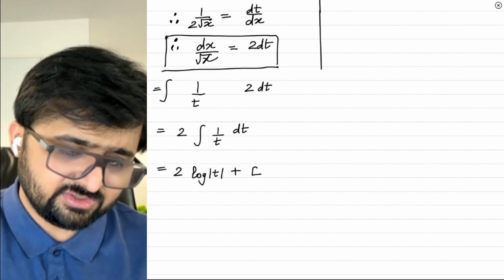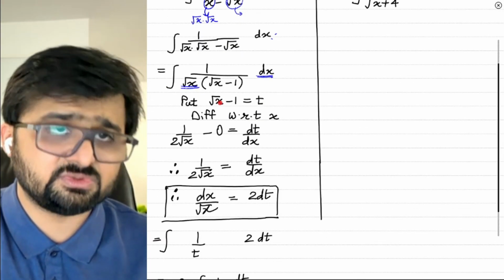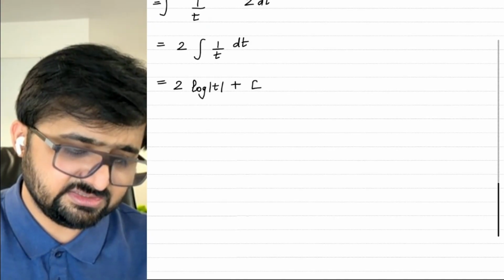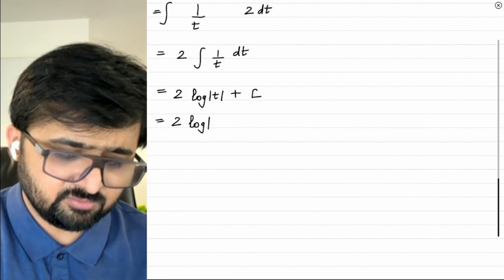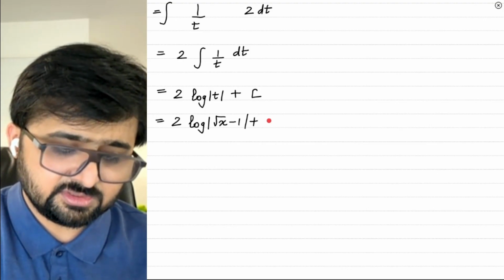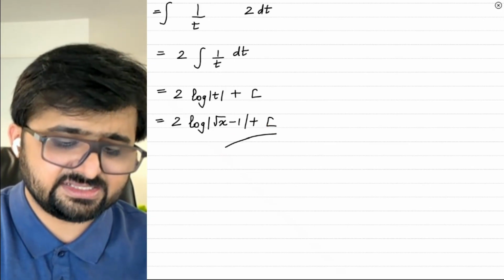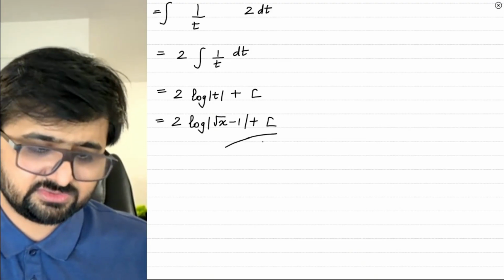Now remember that our t was root x minus 1. So we need to resubstitute that, converting it in terms of x again. 2 log mod square root of x minus 1 plus a constant of integration c, and that's our final answer. I hope that makes sense. All right, let's move on to the next question.